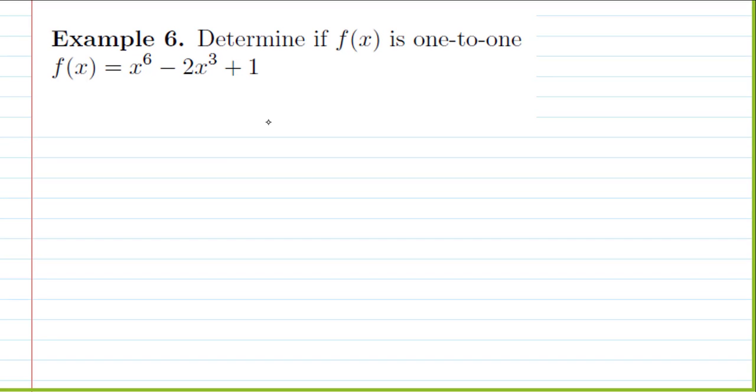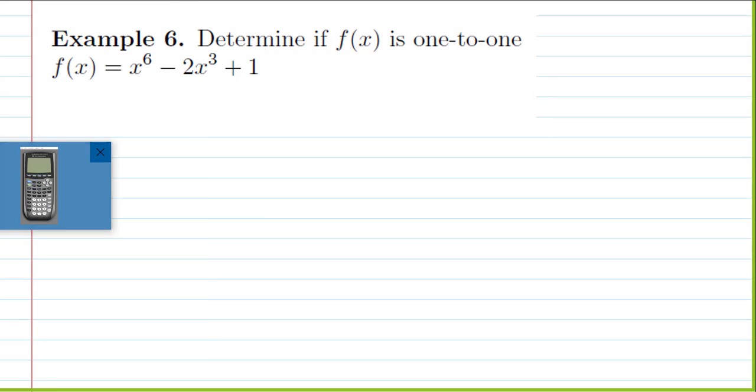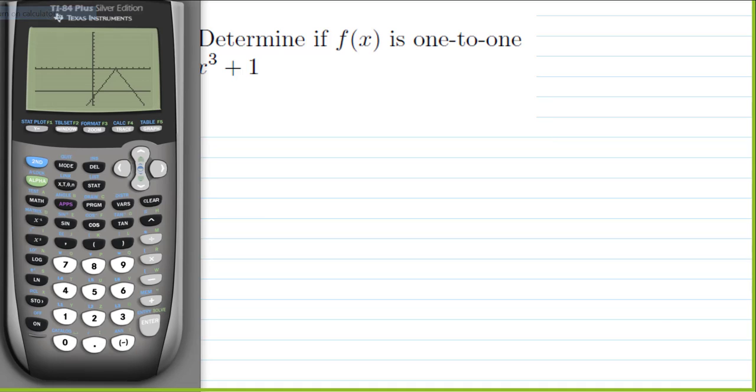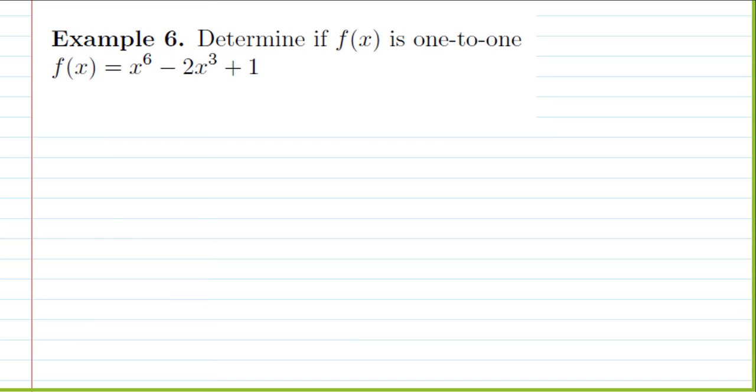So example 6 says, determine if f of x is one-to-one, where f of x is equal to x to the 6th minus 2x cubed plus 1. So our strategy is we grab our graphing device and we draw a nice picture. So let's go to y equals, clear out anything that we have in there, and let's go with x to the 6th minus 2x cubed plus 1, and let's graph. So we get a picture that looks like this when we graph it.